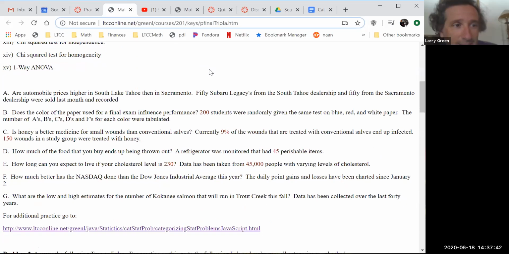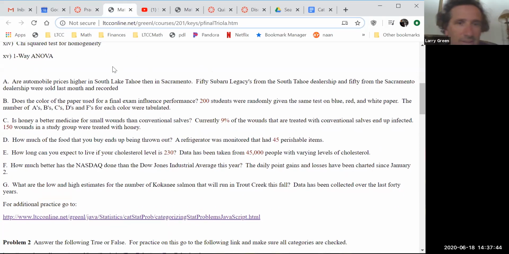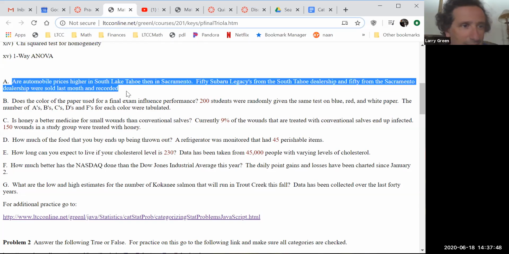Okay, so you want to look at these? So shall we go through these? Part A? Are automobile prices higher in South Lake Tahoe than in Sacramento? Okay, 50 Subaru Legacies from the South Lake Tahoe dealership. Okay, we'll pretend there actually are 50. And 50 from the Sacramento dealership were sold last month and recorded. Okay, so what kind of test is this, or confidence interval?